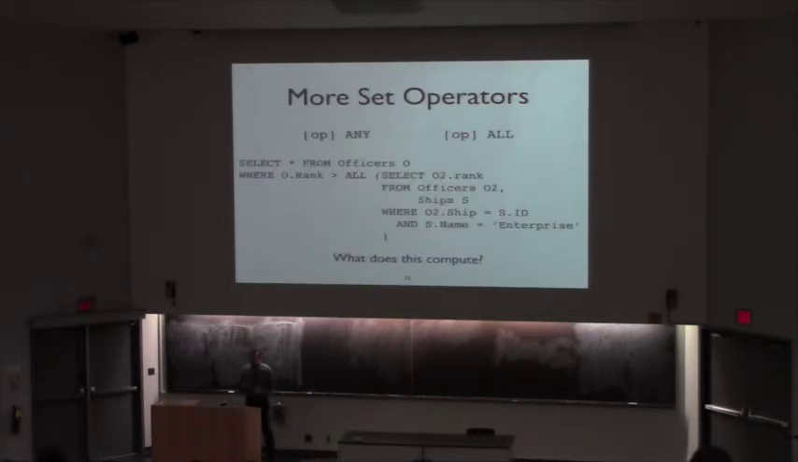One more set of operators, which is all and any. Two more. What do you think this computes? Select star from officers O, where O dot rank greater than all query. Yes. Get the highest ranking officer. You're on the right track, not quite. Yes? I want to get all the ranks of the officers. Yes, so every officer with a rank higher than every single officer on the Enterprise. Yes.